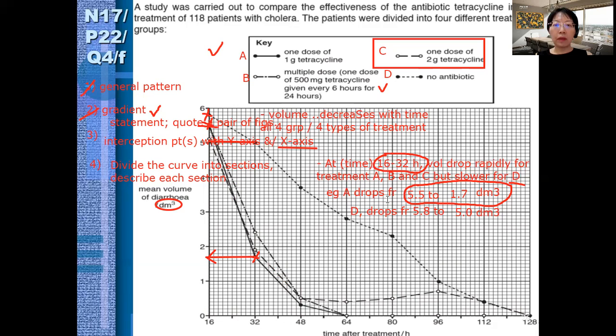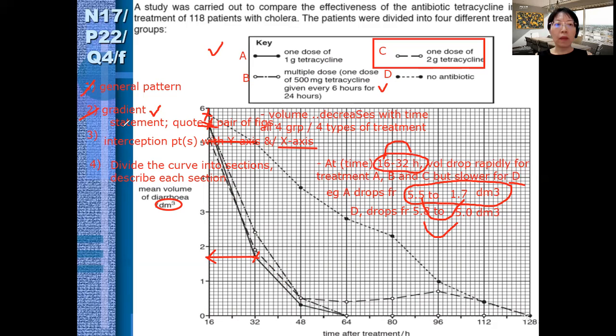You give the overall statement of which one dropped faster than the other, then you quote the figures: between what time and what is the total volume. So both the value of the X-axis and the value of the Y-axis are quoted in your statement.